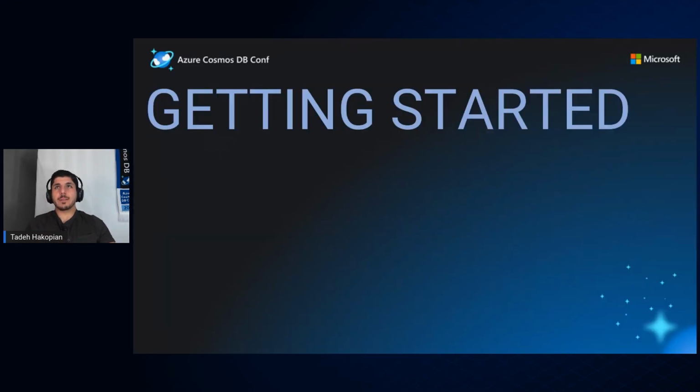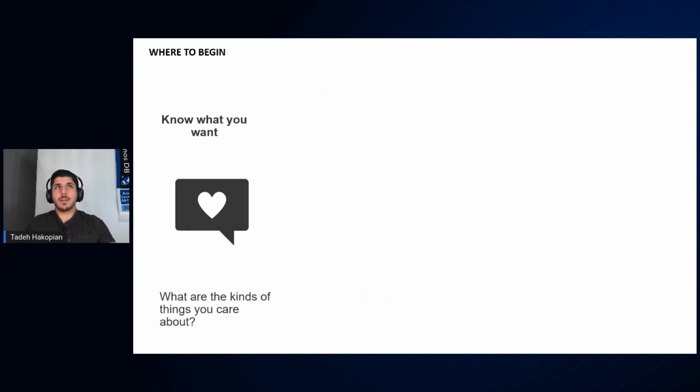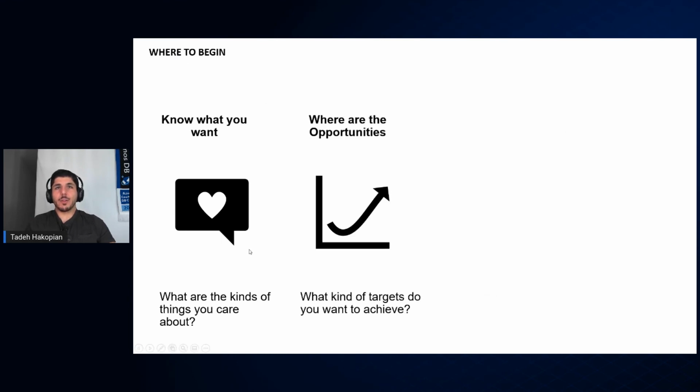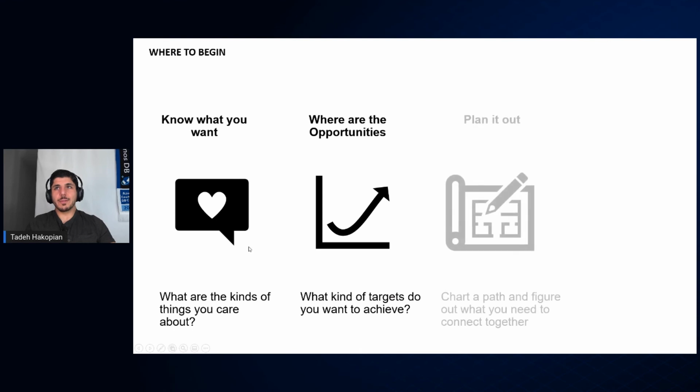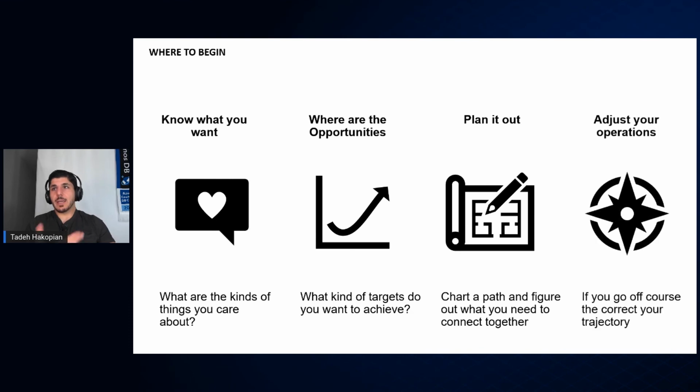And to get started, if you want to figure out how to plan for your digital twins in 4 easy steps: know what you want, what kind of things you care about, look for the opportunities, what do you want to achieve, plan it out, figure out what you want to do and how to connect it together, figure out your gaps, and adjust your operations in case they go off course, because they usually do go off course.